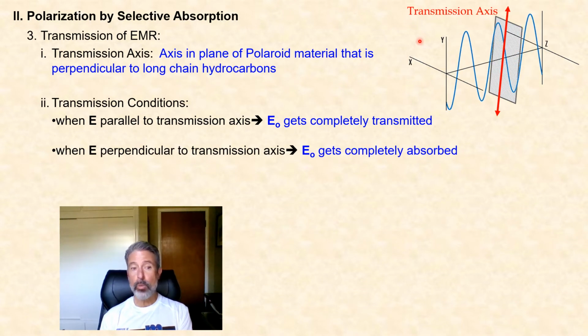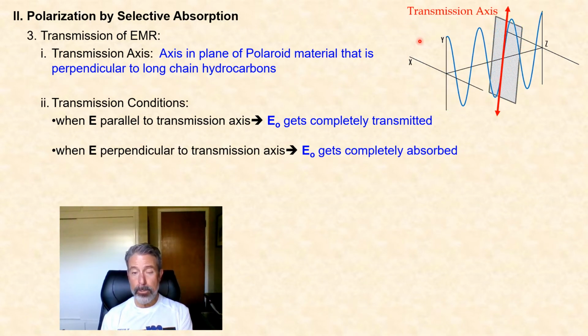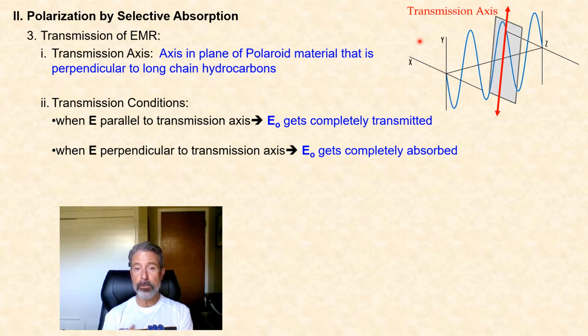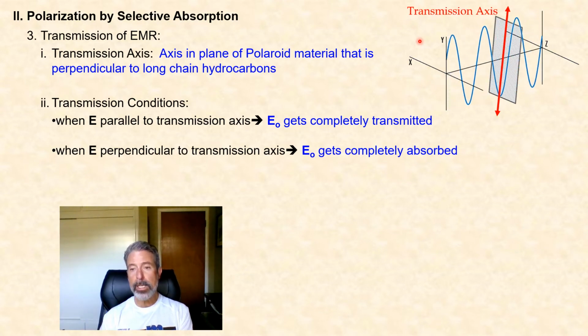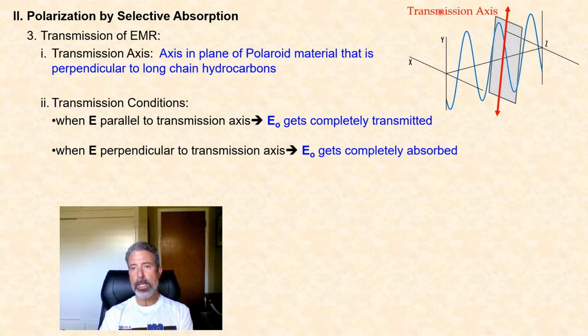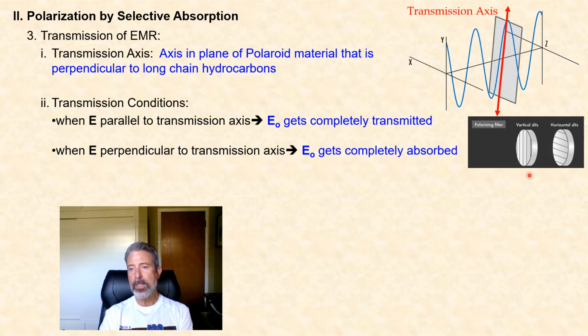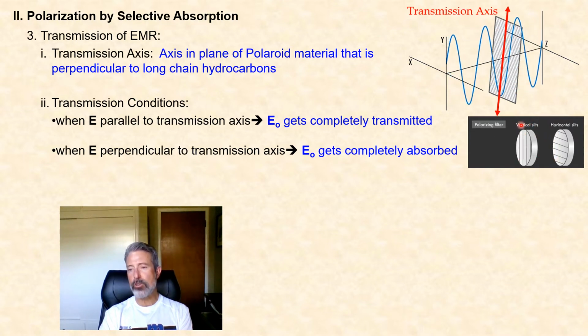And likewise, when the electric field is perpendicular to the transmission axis, or we can say that for unpolarized light, any component of the electric field that is perpendicular to the transmission axis will get completely absorbed. So let's take a look at this simulation here. What you're seeing is unpolarized light hitting a piece of Polaroid material, and notice it says vertical slits. Think of those slits as being the direction of the transmission axis.